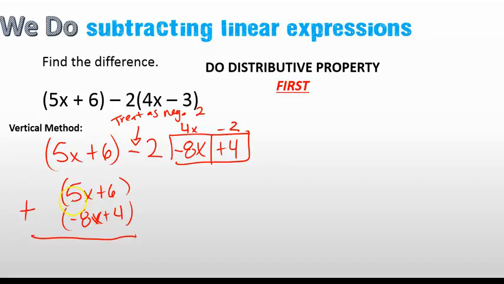I'll go back and show you what I mean. So 5x plus negative 8x, different signs subtract. So I'm going to get negative 3x. And I have 6 plus a positive 4. That's 10.